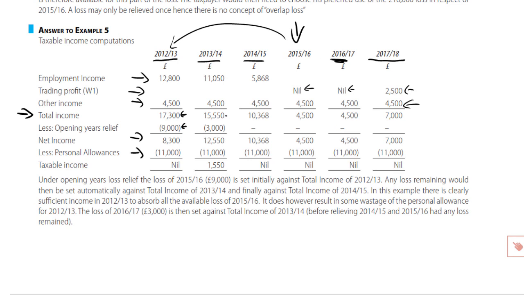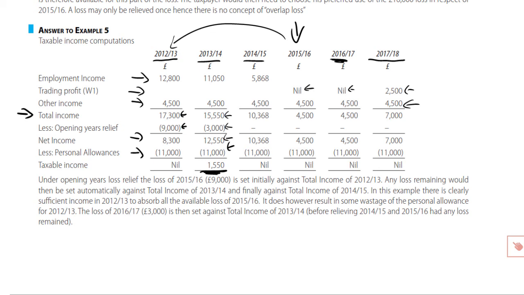Moving on from that first loss to the second loss of 16/17, that was £3,000, we've got £15,550 worth of total income, £3,000 of loss, more than sufficient, therefore, to be absorbed by that total income, and still leave you with a net income of just over £12,500. At least now sufficient to cover your personal allowance, and still leave you at least with a little bit of taxable income there.